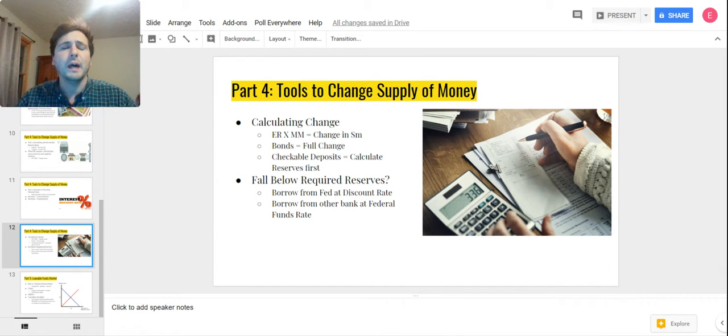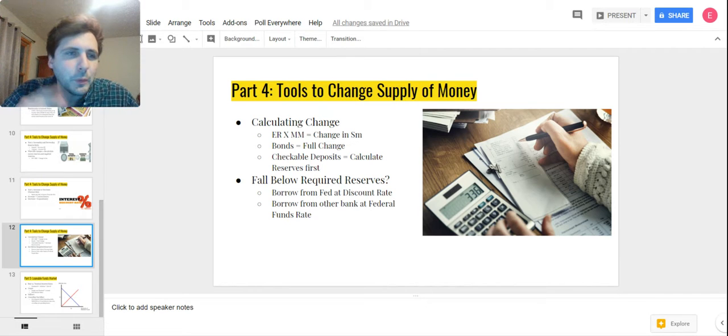Know that when bonds are purchased or sold, they have full impact on excess reserves. We talked about that. And then know for checkable deposits, you have to recalculate your reserves first. You have to recalculate excess and required reserves before you know how much can actually be lent out and how much of a multiplied impact.